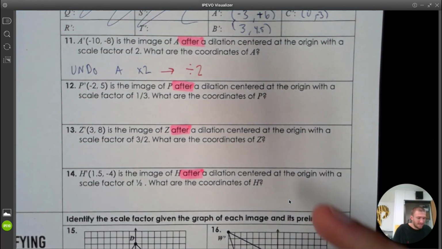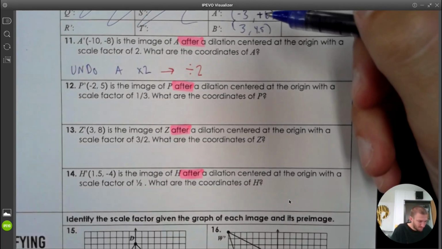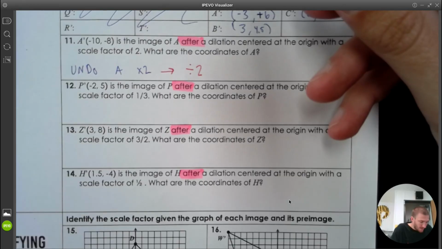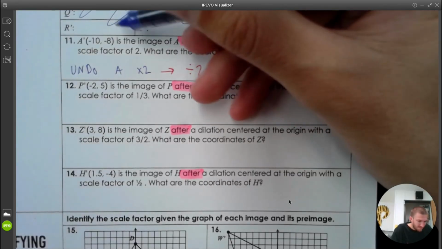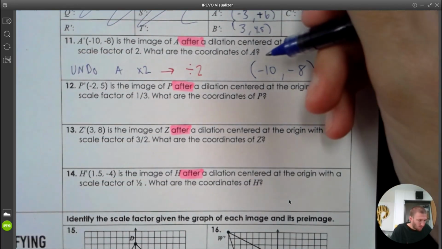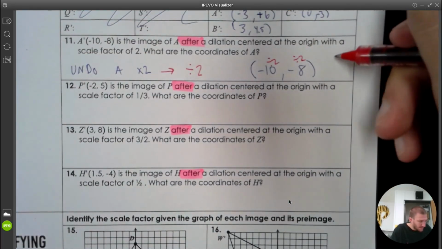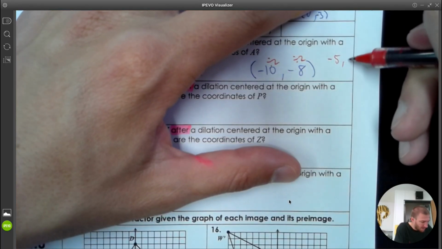So a lot of times, these questions, they're not going to ask you to do the dilation because all you would have to do is multiply, and that's kind of like a question for like a 5th grader. Instead, they're going to say, here's the point after a dilation, and so your job is to kind of undo it. Okay? So let's see how this is going to work here. We're going to be dividing by 2, and this is easy. Negative 10, negative 8. We're going to want to divide by 2 and divide by 2. So our final answer is going to be negative 5, negative 4.